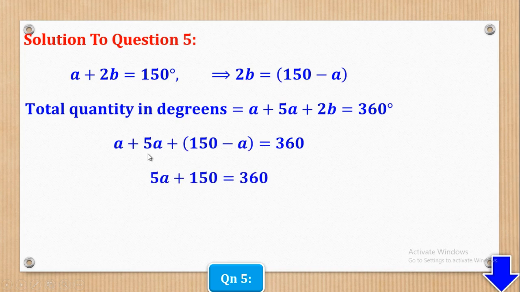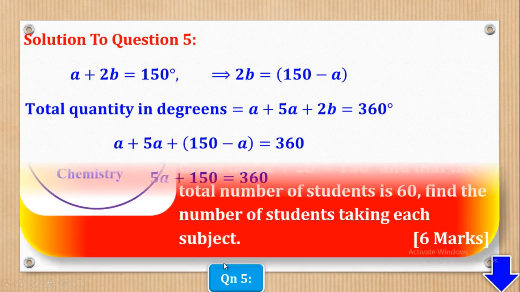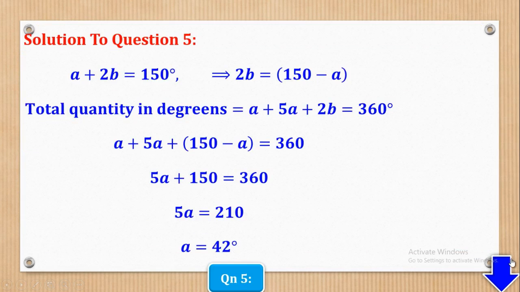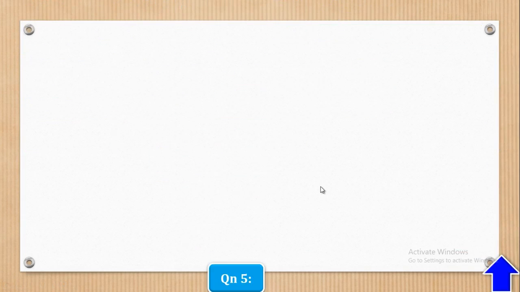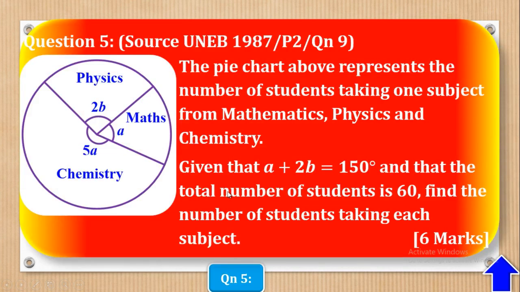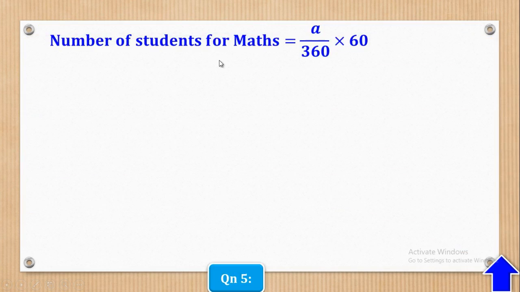So when I simplify, I come up with 5A plus 150 is equal to 360. When I take this to the other side, I come up with 5A being equal to 210. When I make A the subject, it will be 42 degrees. So now I've been able to get the value of A, which is 42 degrees. Now that I've got the value of A, I can get the number of students for math.